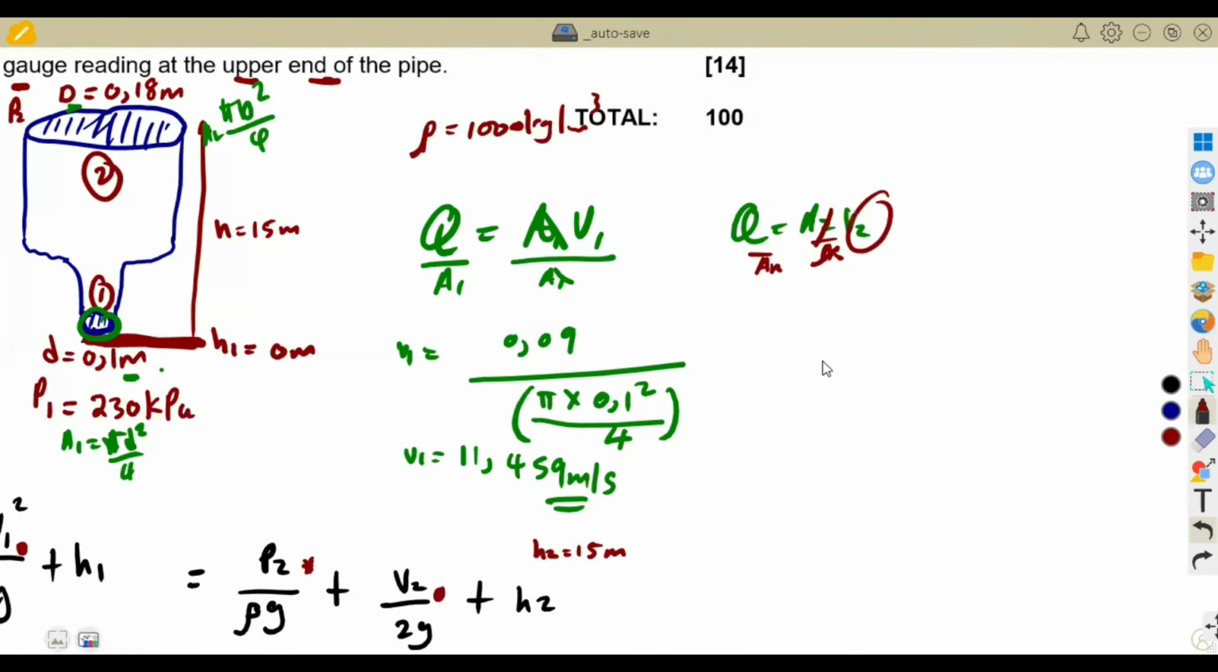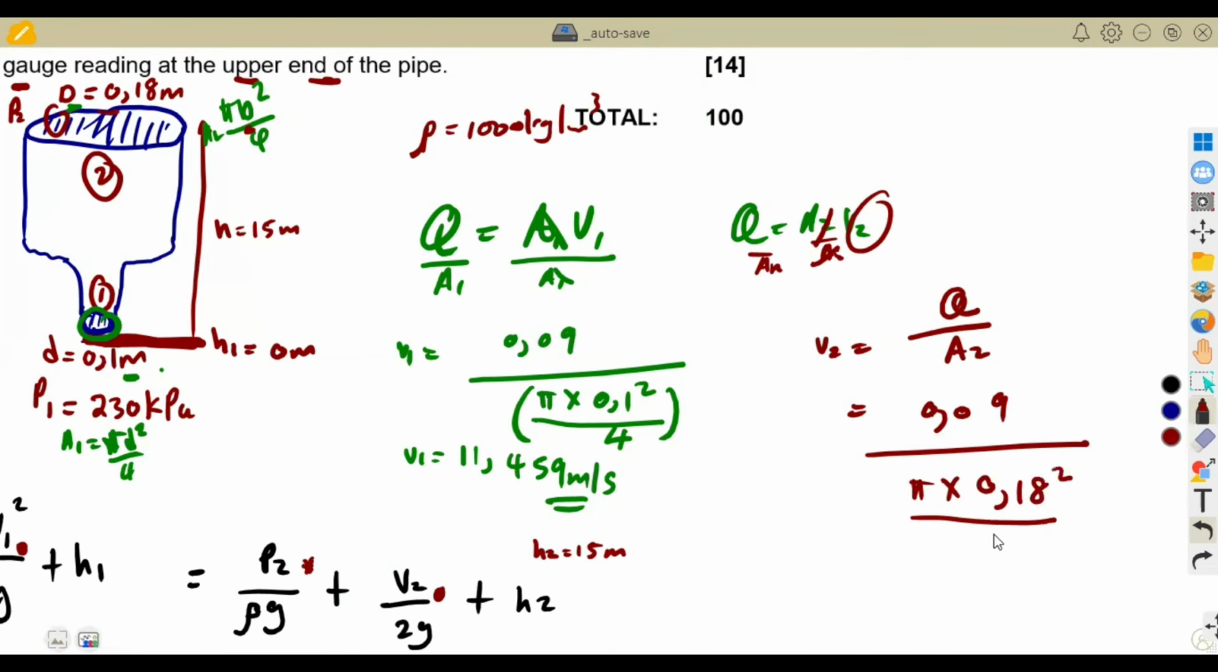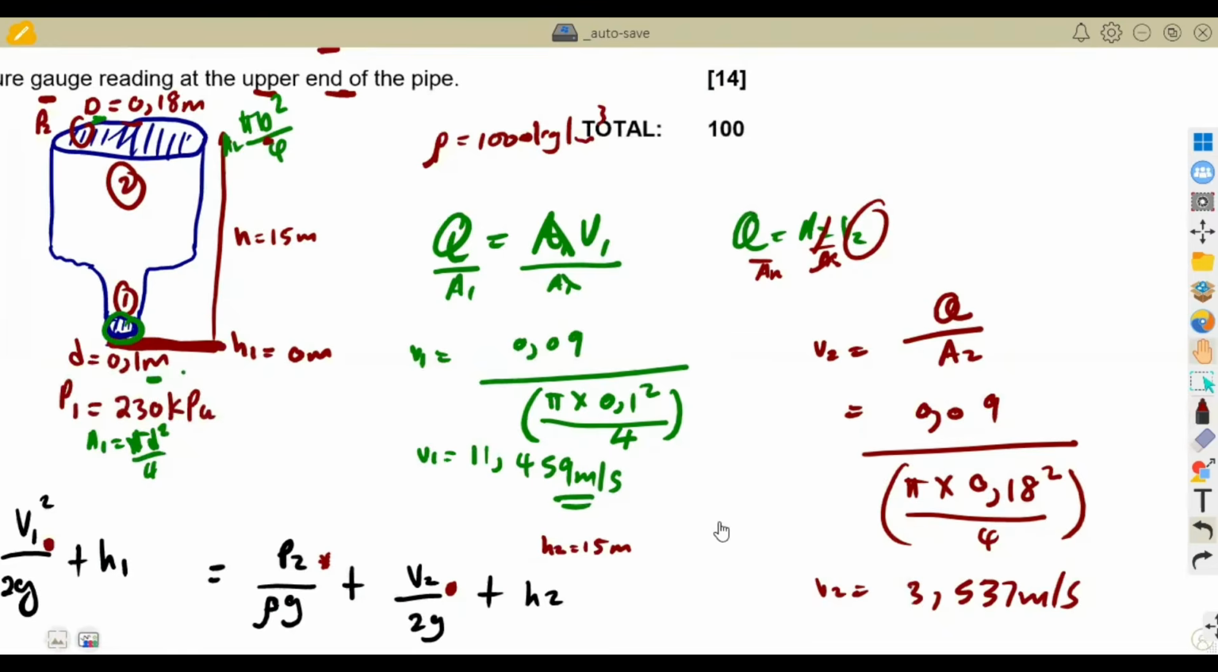All right, so this concept, we've got the velocity, which is the flow rate over the area 2. The flow rate does not change, 0.09 over the area 2, that's pi times d squared. So the diameter at the point 2 there is 0.18 squared. All right, so that's it. So we are going to have V2 in this case, and that was going to give us 3.537 meters per second. It is entering with a higher velocity, and when it's going out, it is having a lesser velocity. Remember, it's wide open there at the end, so the velocity is going to be less. So that is the only part that was missing on this formula.